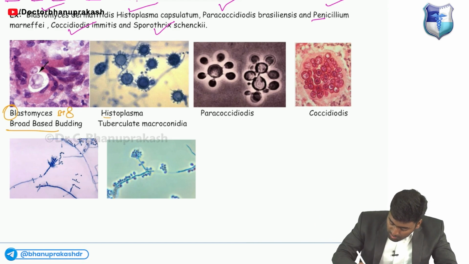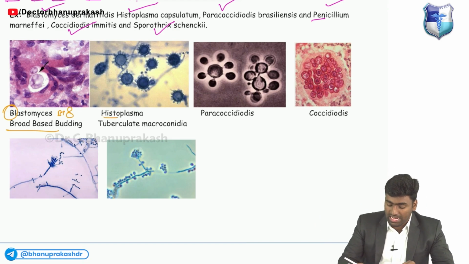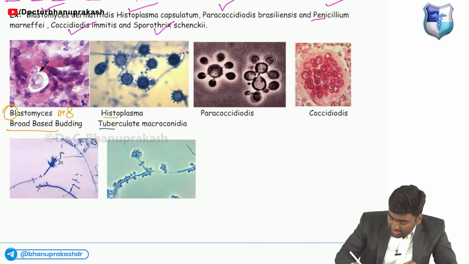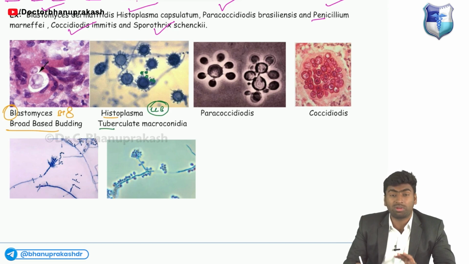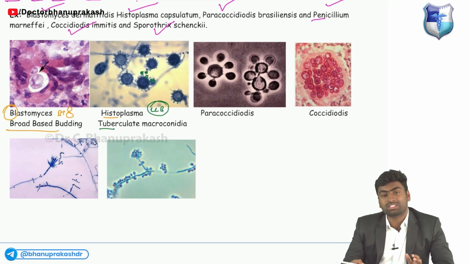Then we move on to histoplasma. In case of histoplasma, it will be like a tuberculate microconidia. Okay, but it is to be seen in a case of lactophenol. During culture, it will be seen. So it will show this tuberculate microconidia. So you can know this histoplasma, right?